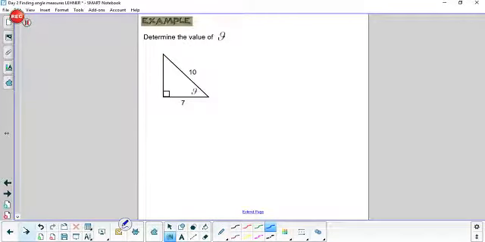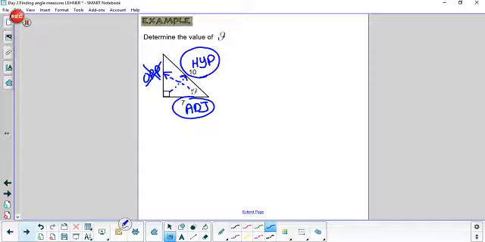As with the previous 2 lessons, we will finish this off with a question where you have to determine which value you are going to use. So let's start by labeling the sides. Across from the 90 degree is our hypotenuse. Across from the angle is opposite. Beside the angle is adjacent. So let's see what we know. We have nothing on the opposite side. Adjacent is 7, hypotenuse is 10.